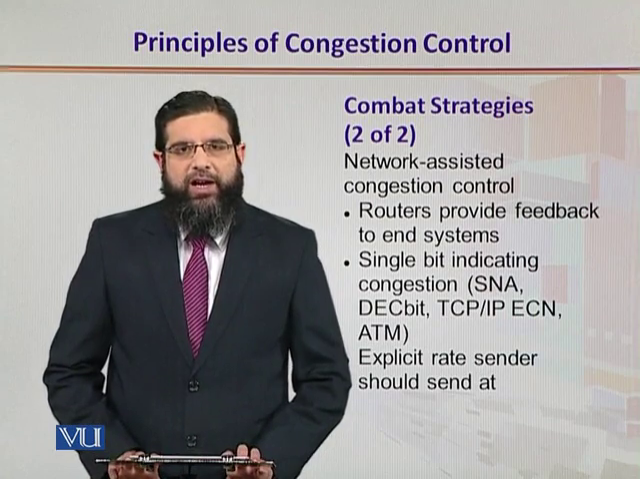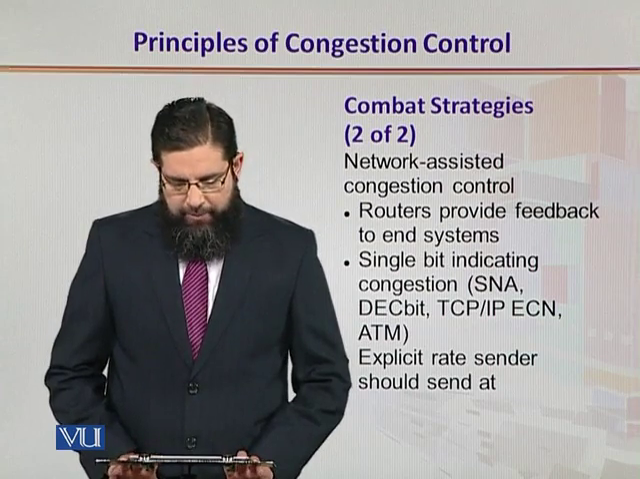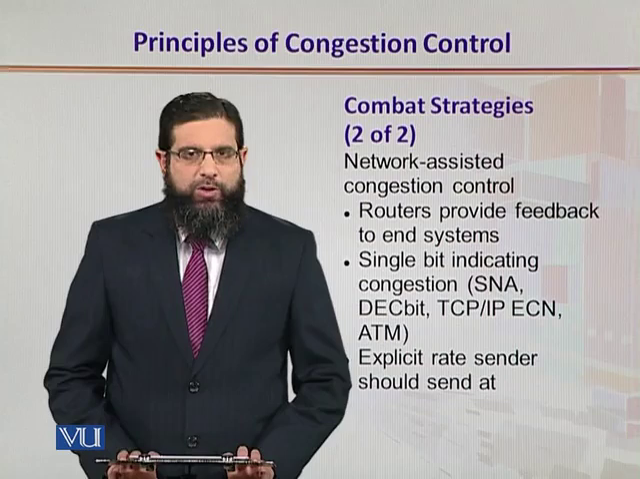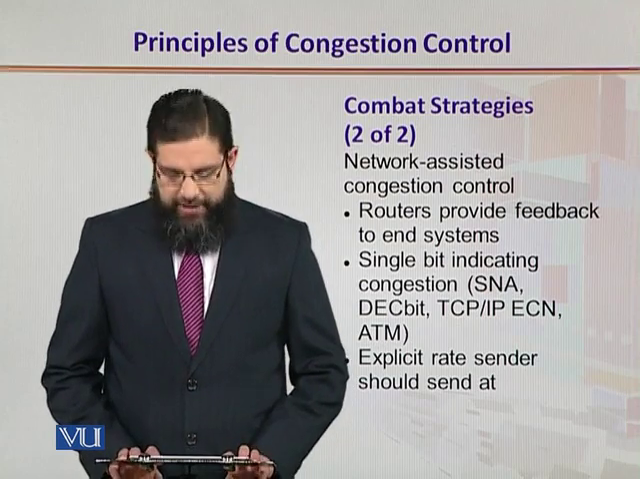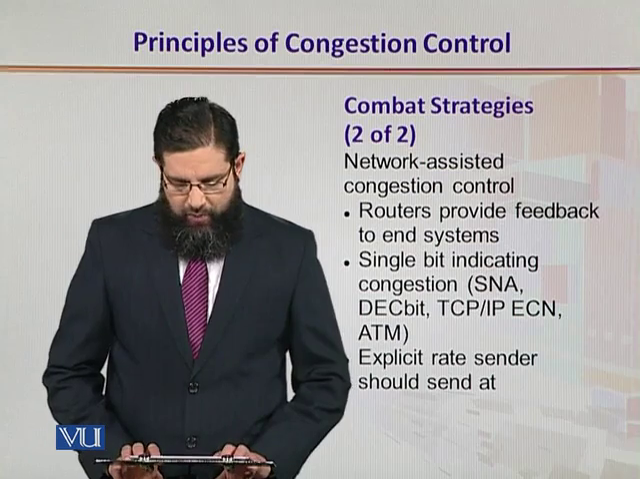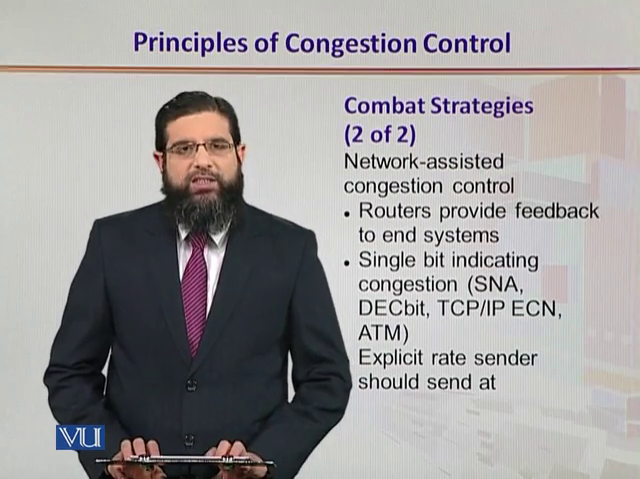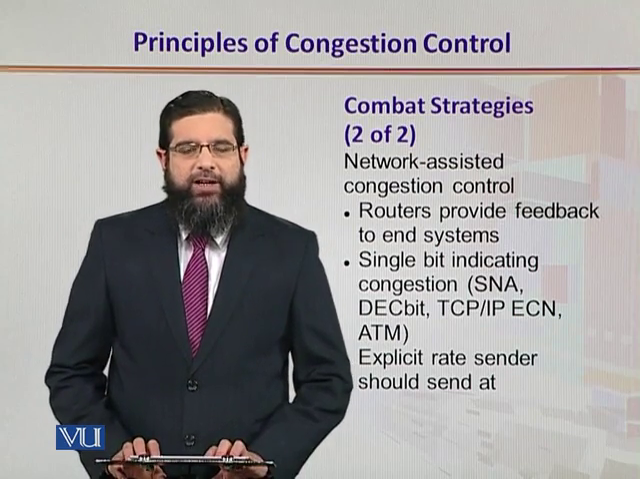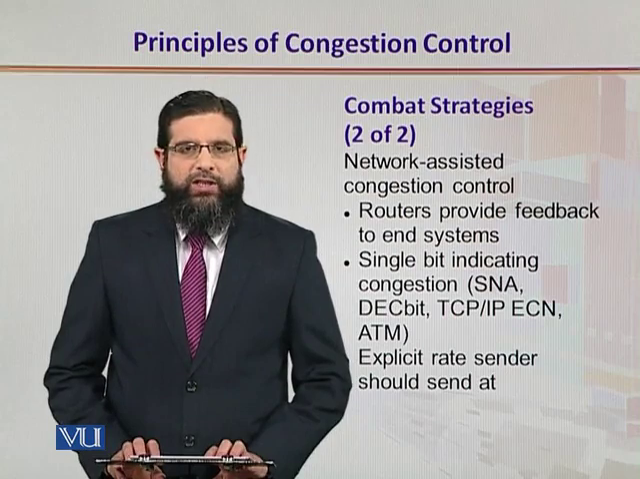On the contrary, if the network starts playing a proactive and participatory role in combating congestion, the intermediate devices comprising routers must now provide feedback to end systems. How will they do that? They would implement some kind of flagging or bit setting mechanism, such as the TCP/IP explicit congestion notification and the ATM explicit forward congestion notification bits. So this is going to determine that the intermediate network is suffering from congestion, and it will notify the sender and the receiver through these encoded bits.